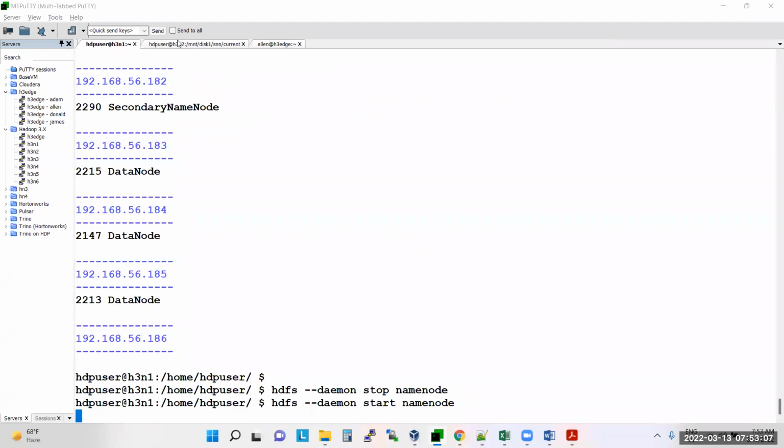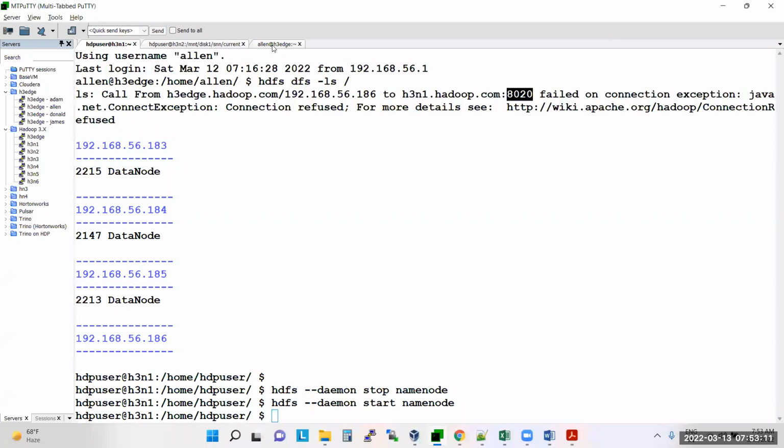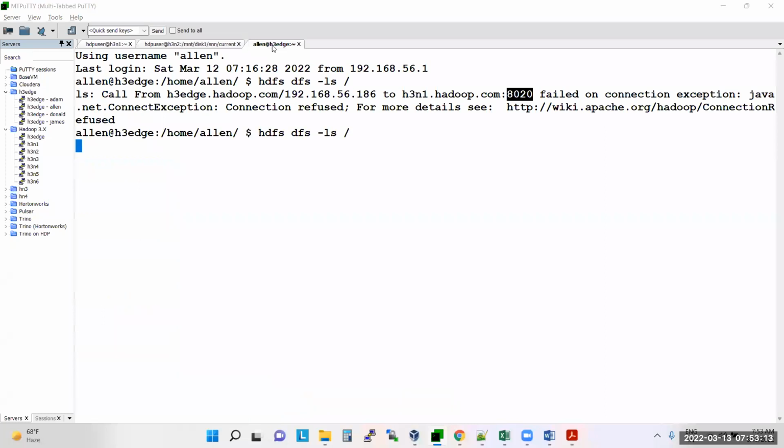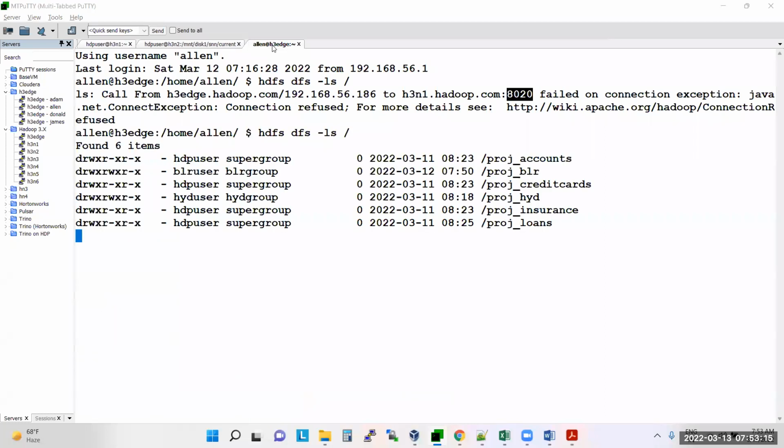Start the name node. Okay. Now you run. Is it working? Is it showing output or not? Yes or no, guys? Yes, sir.